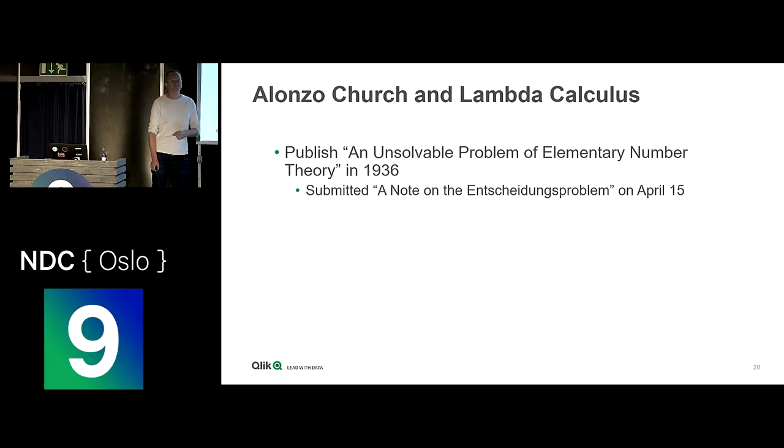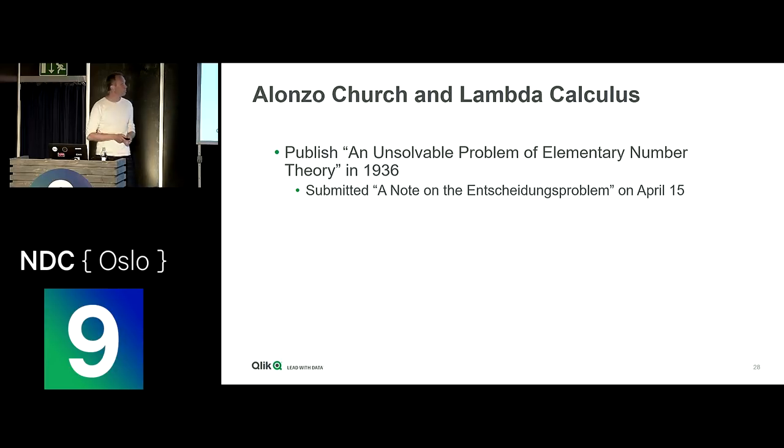All right. During about the same time, there's another mathematician operating at the other side of the Atlantic in the US. His name is Alonzo Church, and he developed something he calls lambda calculus. Actually the basis for functional programming, for those who are interested in that. But he published in 1936 a paper called An Unsolvable Problem of Elementary Number Theory. And a little later, he publishes a note on this, a note on the Entscheidung problem, where he basically comes up with the same proof that Turing did, but in a very different mechanism.